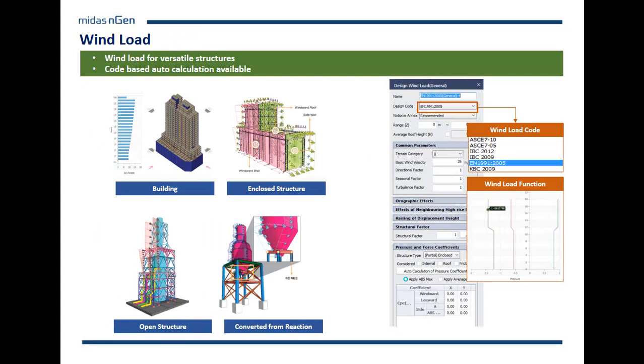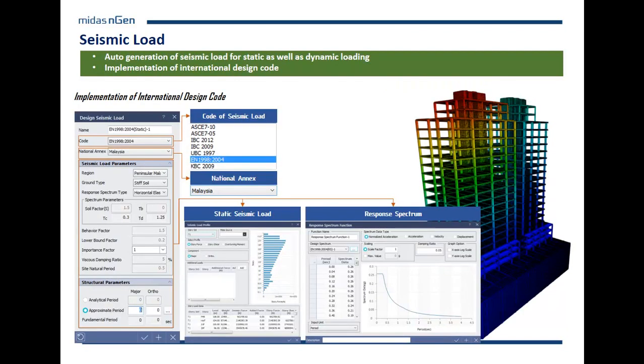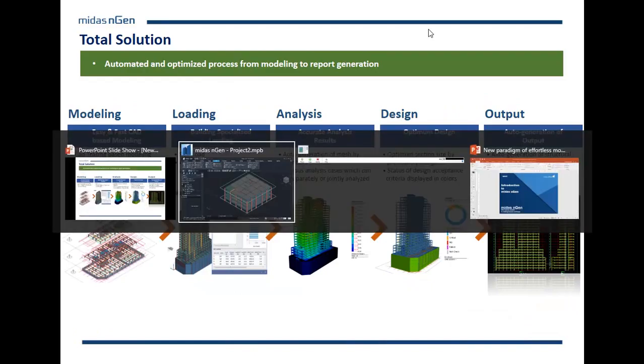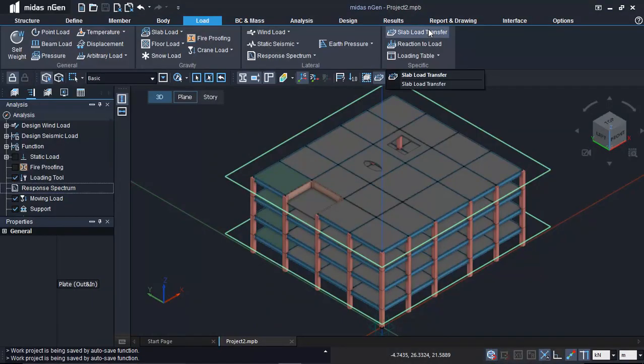So just going through the PPT, we have seen how we can generate the wind load for the building, enclosed, open as well as the equipments, and similarly how easily we can generate the various seismic loads. So now let's see what this slab load transfer is.